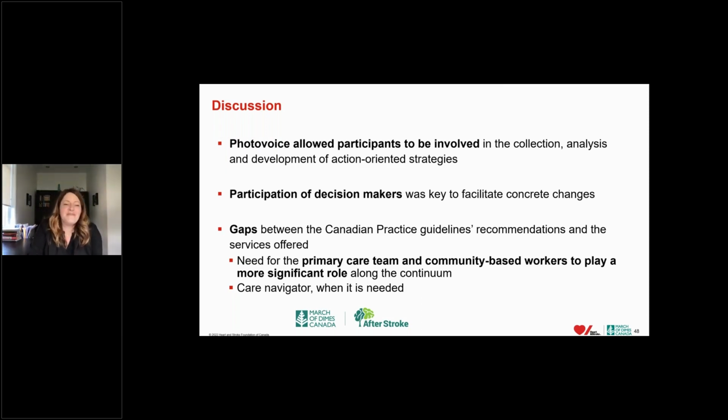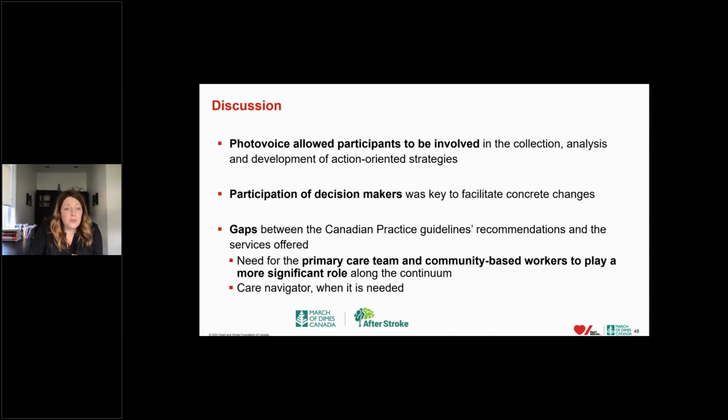So in terms of discussion, the photovoice, I told you before that I really enjoyed this study design, and it was because it allowed participants to be involved in not only the collection, analysis, but also the development of action-oriented strategies. And the participation of decision makers and policy makers was key to facilitate concrete changes into the continuum, especially in this region of Quebec where the research took place.